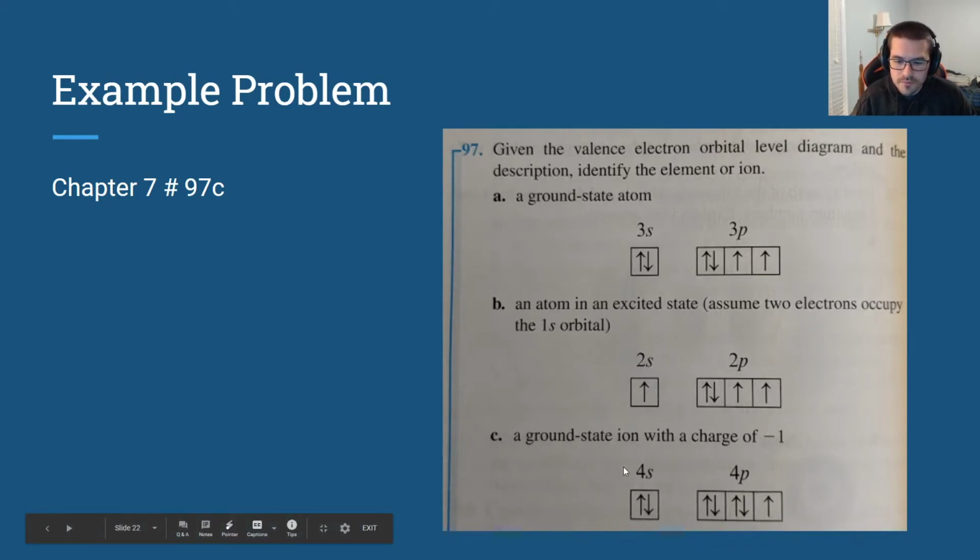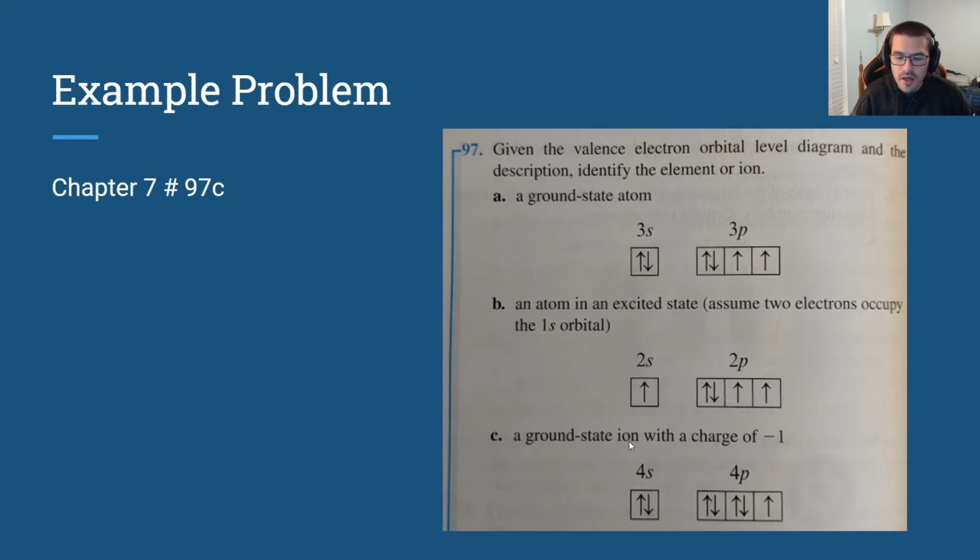First thing I want you to notice, we only have 4s and 4p. When you see that, what you can assume, unless it says otherwise, is that the first part of the orbital diagram is there. It's just not shown to save some space. The part that they're showing us here is the important part. We have all this other stuff over here, like the 1s, 2s, all of that. What's important apparently is right here, 4s and 4p, and it tells us that this is a ground state ion with a charge of -1.